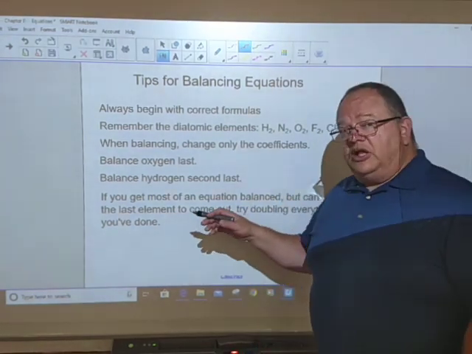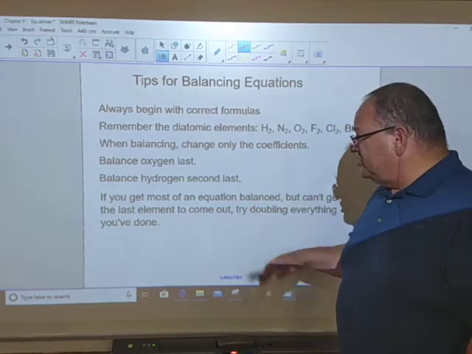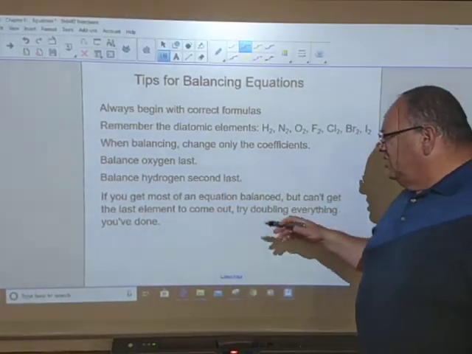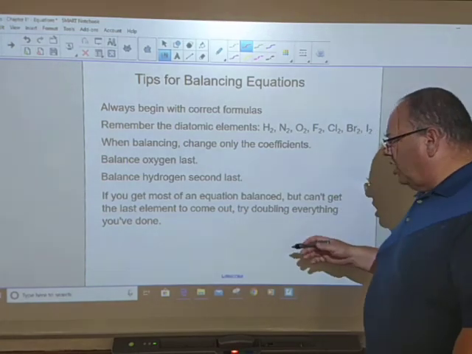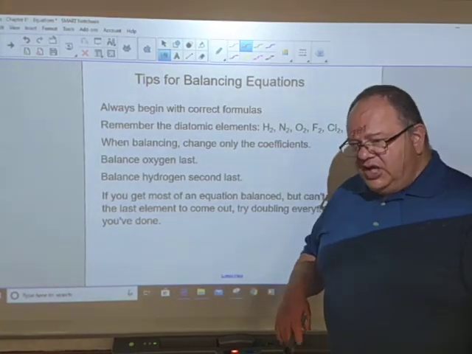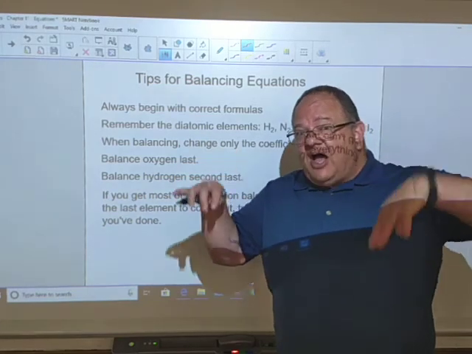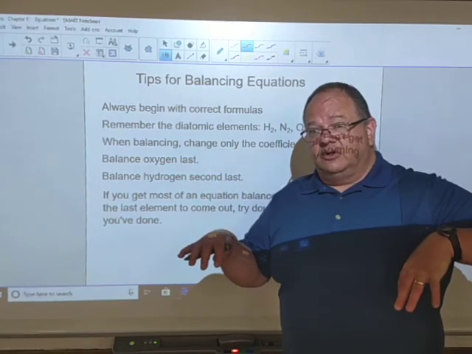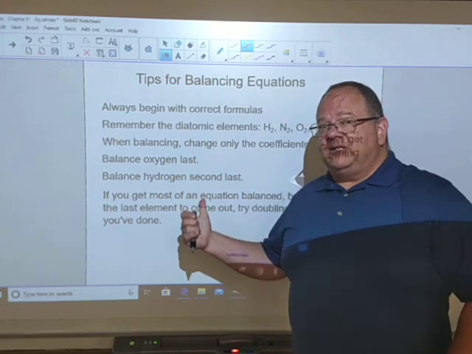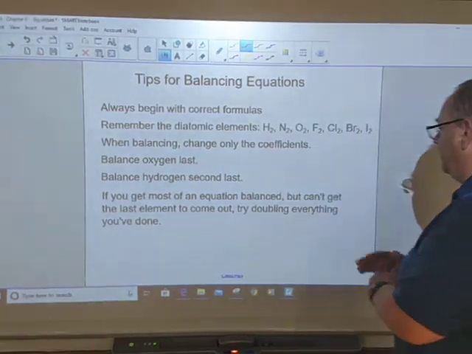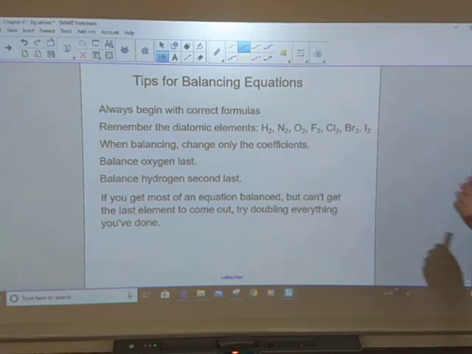But once in a while you get an equation that just gives you trouble. And so if you have almost everything balanced, but you're down to one last element and it just won't work, my suggestion is to take everything you've already balanced and double everything on both sides. And then go back to that last element, and I bet it'll work. And I'll show you that in an example. If you have to pause and write some things down, go for it.